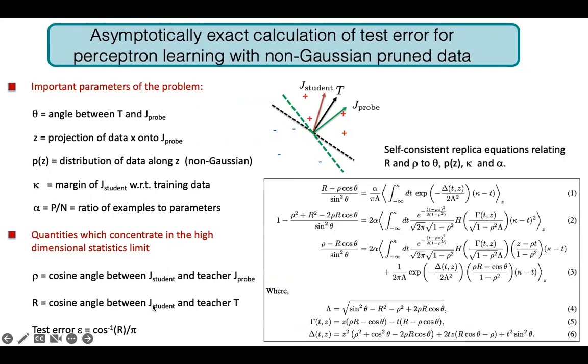Okay, it turns out that replica theory, which we apply to the setup, allows us to find self-consistent equations relating these self-averaging or concentrating order parameters R and rho to the parameters of the problem: theta, P of Z, kappa, and alpha. And these are the equations. You don't need to parse the equations. I'm just showing you that there's actually something solid behind what I'm about to tell you.